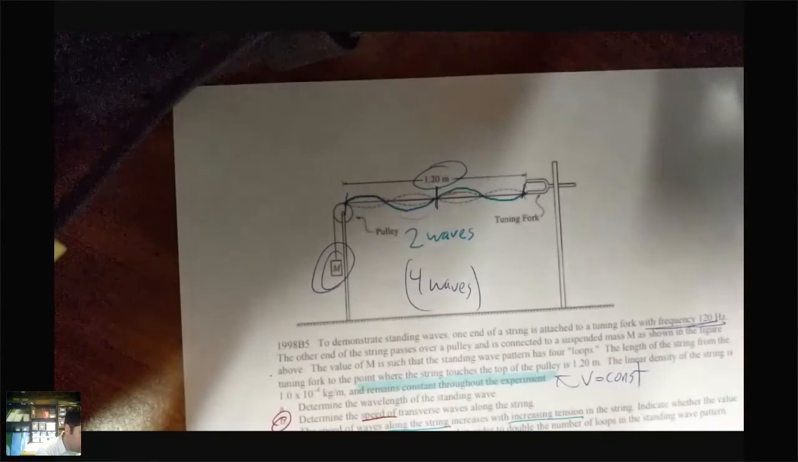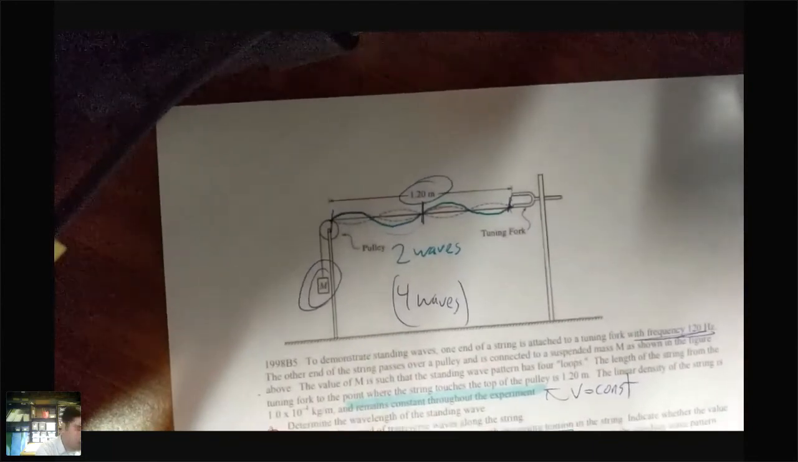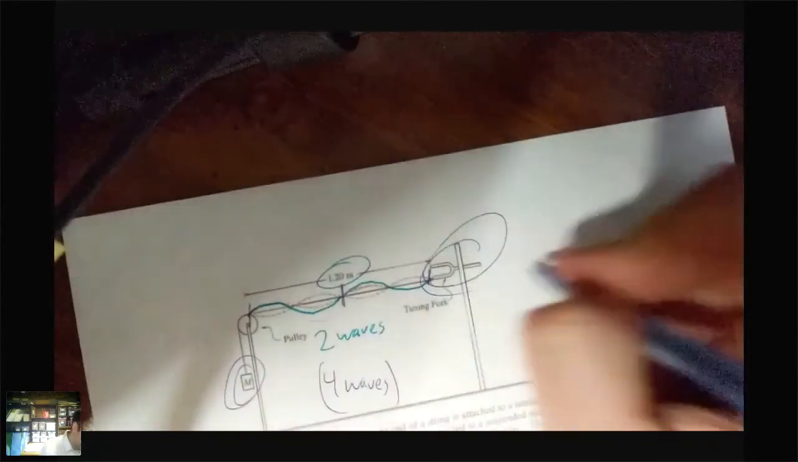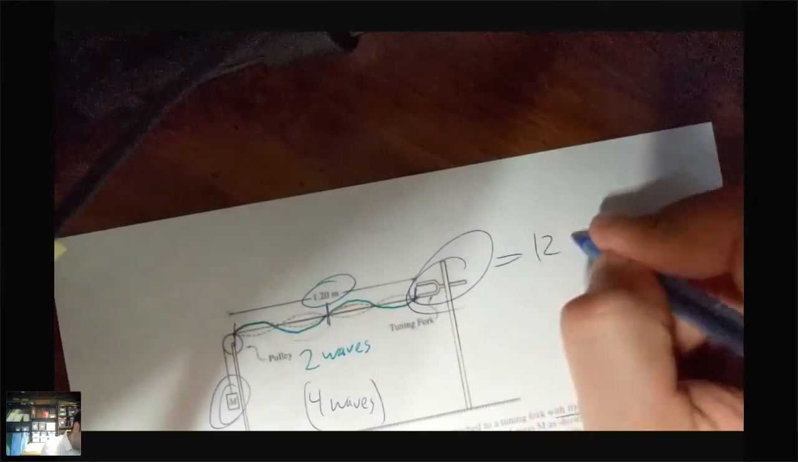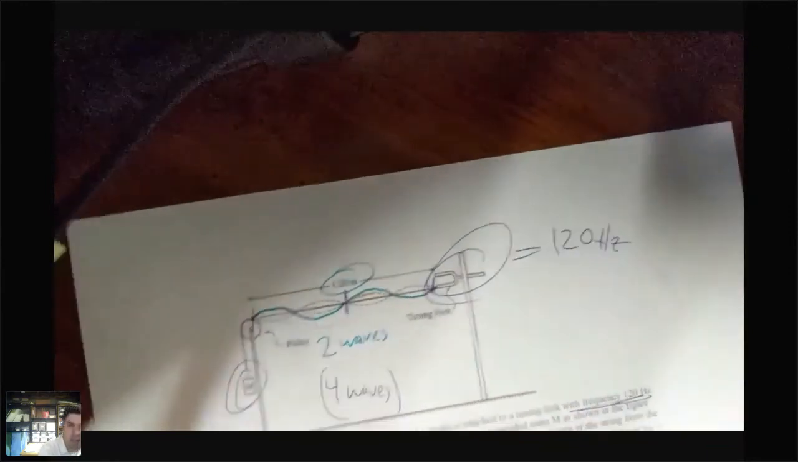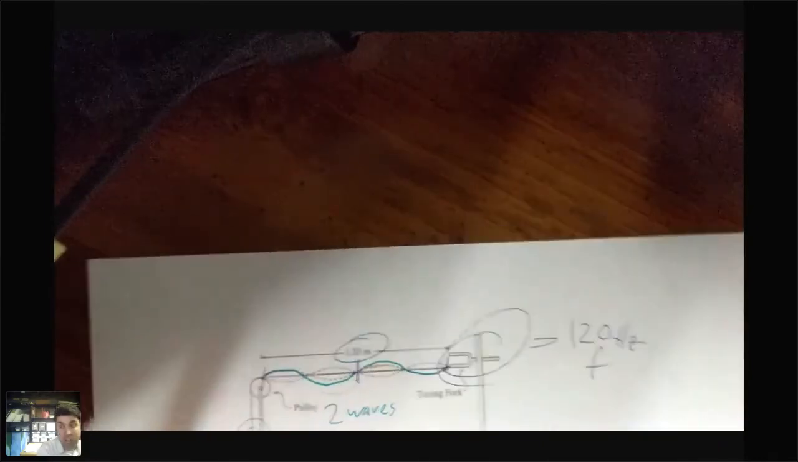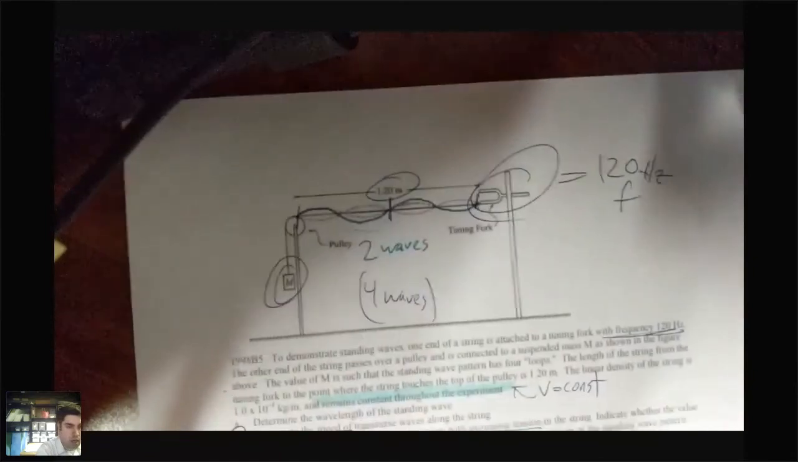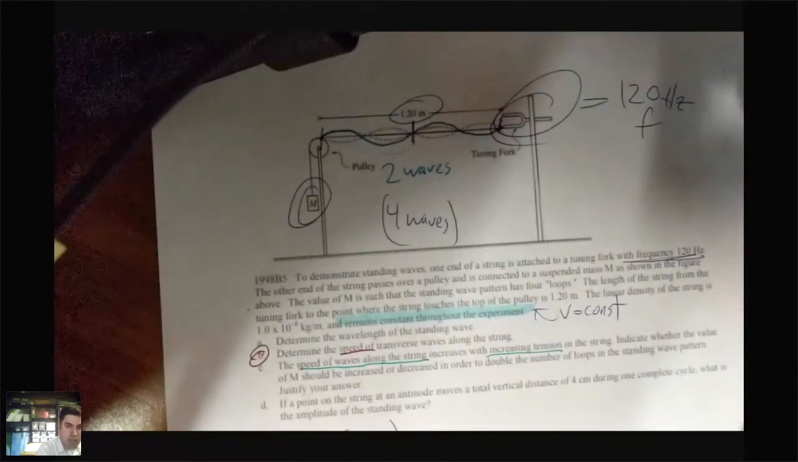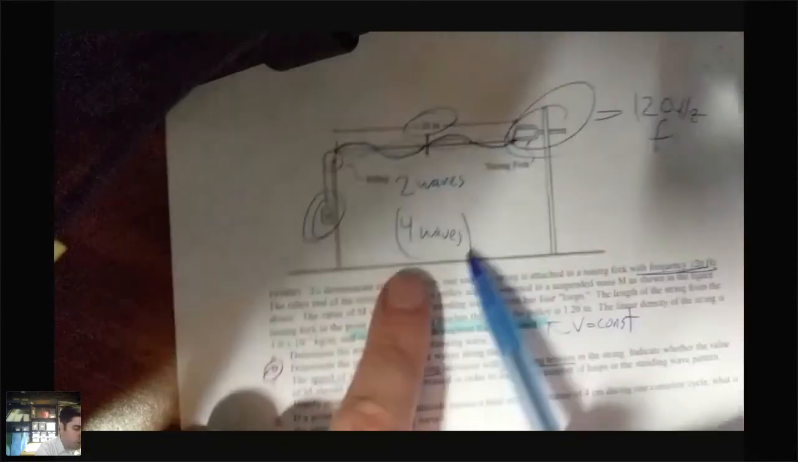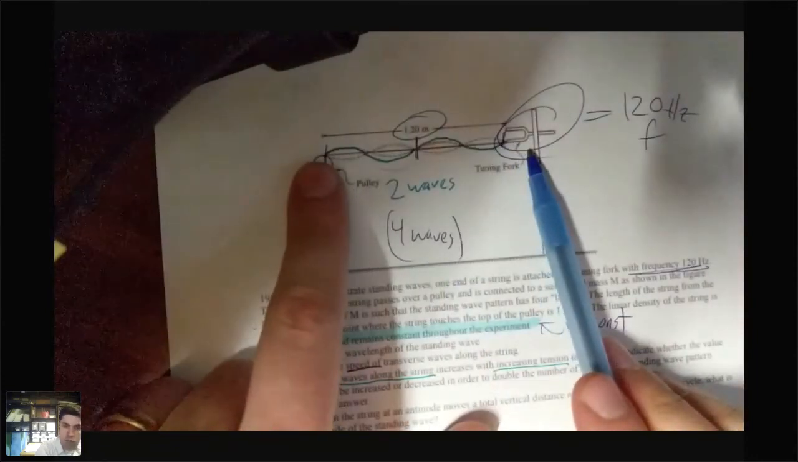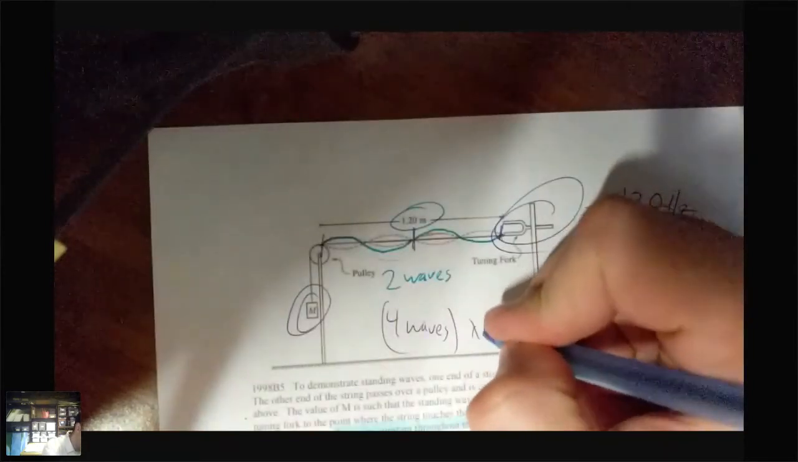Well, let's go step by step. The tuning fork is always 120 hertz. It's a constant value. We're not going to change the frequency. You can't change the frequency. And we want to make the wavelength get smaller. I want to fit 4 waves in this 1.2 meters, not 2 waves. Which means I need to make my wavelength go down.